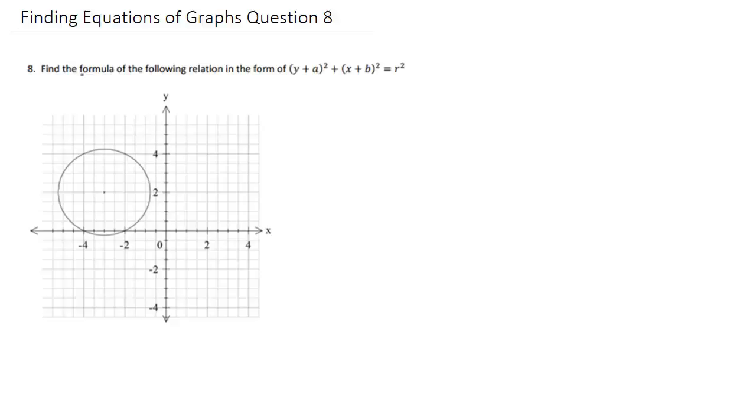So this question asks us, find the formula of the following relation in the form of this. Okay, so here we are looking at a circle, and with the circle it's important to get the center point. So the center in this situation will be, it looks like it will be -3 for the x value and 2 for the y value.